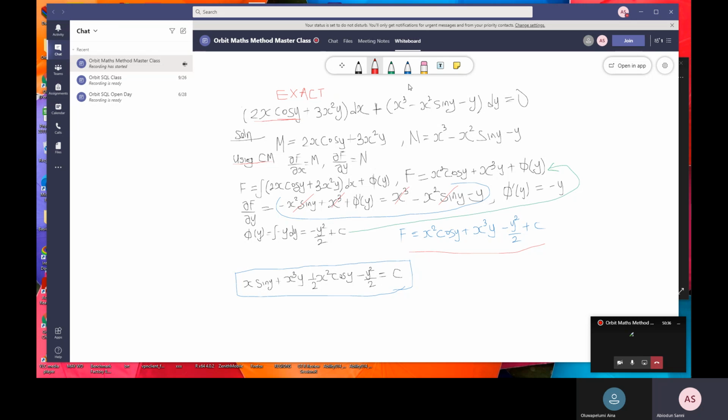So that's basically it. So can we move to the next agenda? What's the next agenda? Integrating factor. So yeah, integrating factor is the next agenda. So that's when we talk about equations that are not exact.